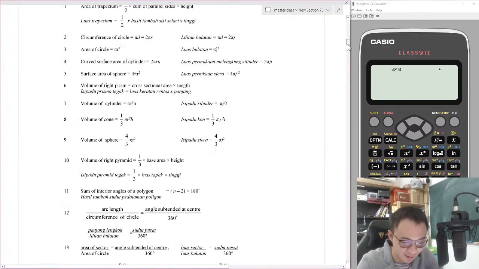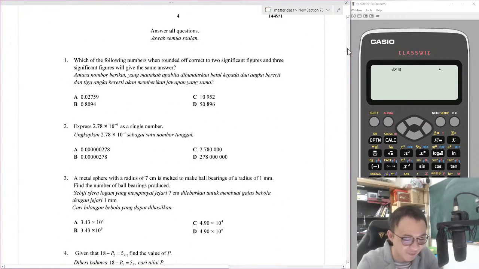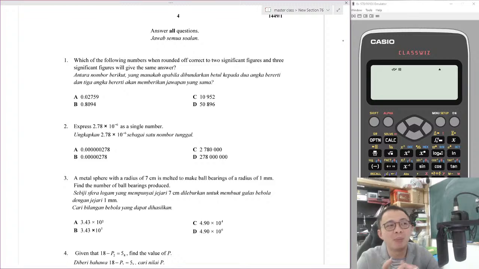Alright, let's start from the first question. Which of the following numbers, when rounded off correct to two significant figures and three significant figures, will give you the same answer? Now this one you can do manually, or you can just ask the calculator to do it for you. Of course I will show you the calculator skill first.